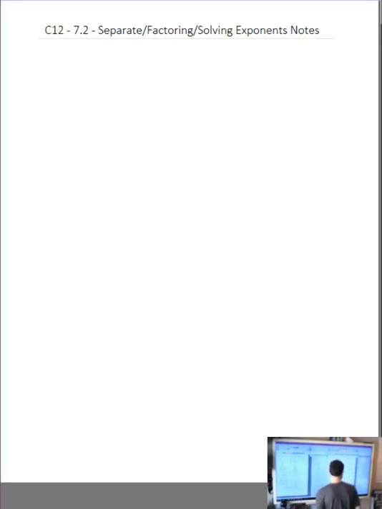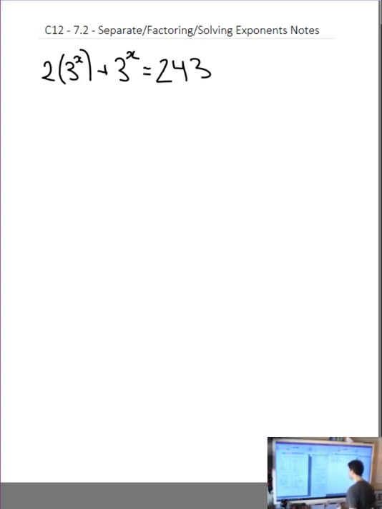Okay, let's look at some more exponential equations. So let's say I have 2 times 3 to the x plus 3 to the x equals 243. Well, we're going to learn a new method here.